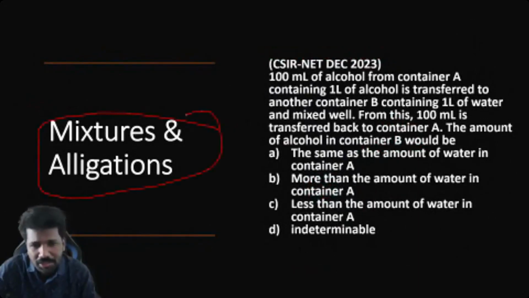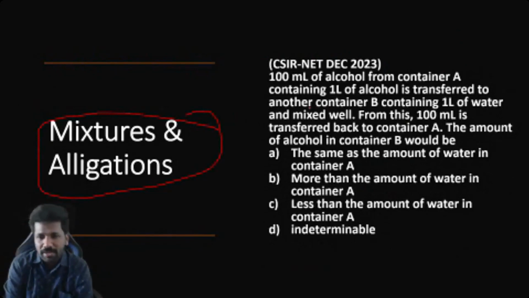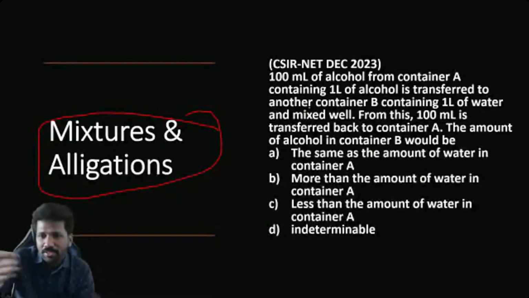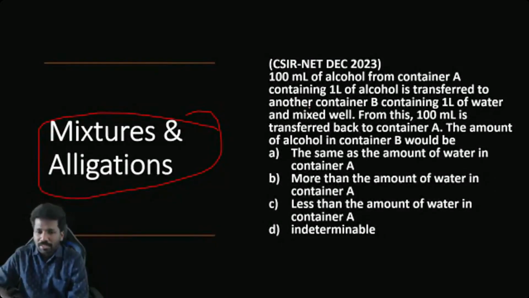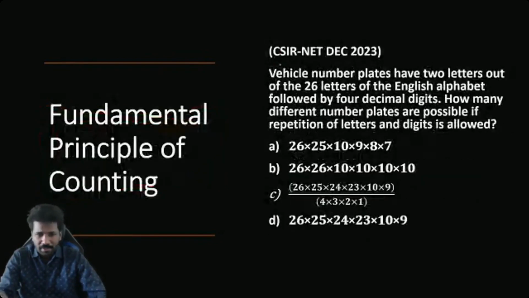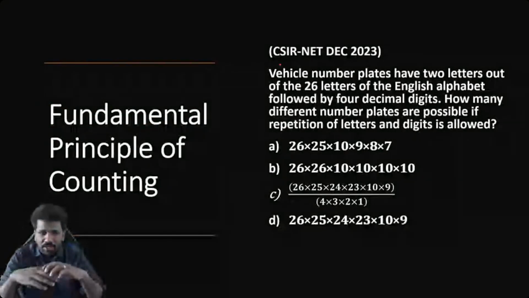In the mixtures and allegation chapter, we will discuss the allegation trick. In mixtures and allegation, a maximum of 2 types of questions come. One is displacement, where one solution is displaced and another is replaced, like this December 2023 question. Second is purely mixtures, allegation trick related questions. We will discuss both of them together in this chapter. So that is about average, elementary statistics, mixtures and allegation.